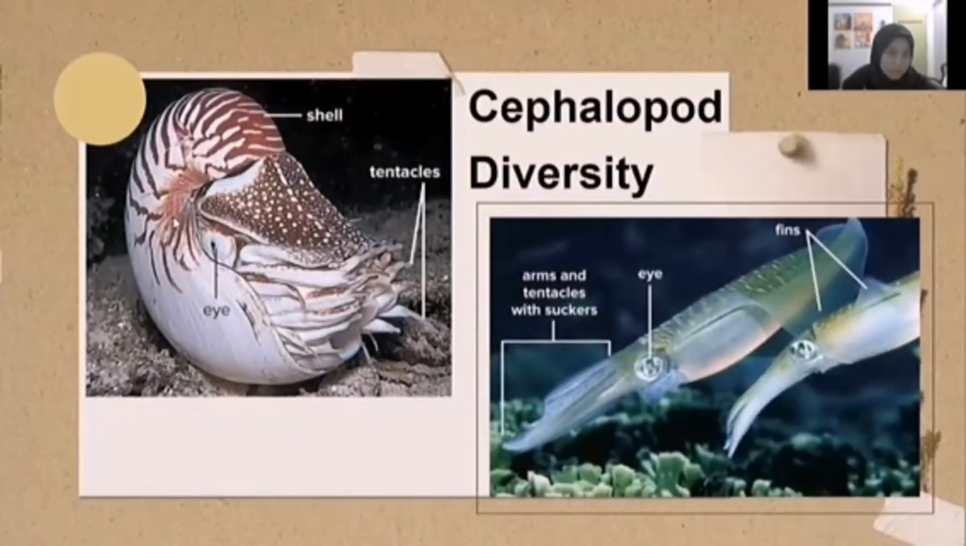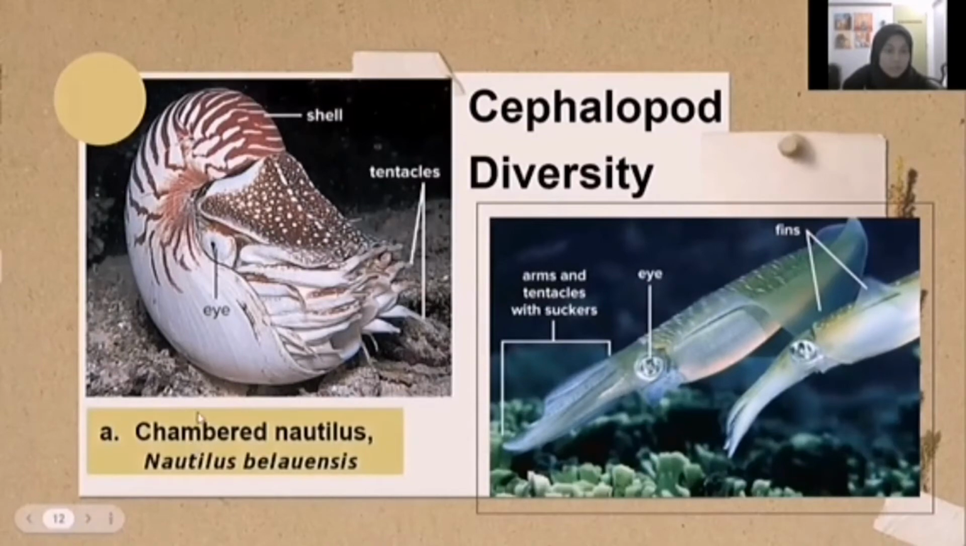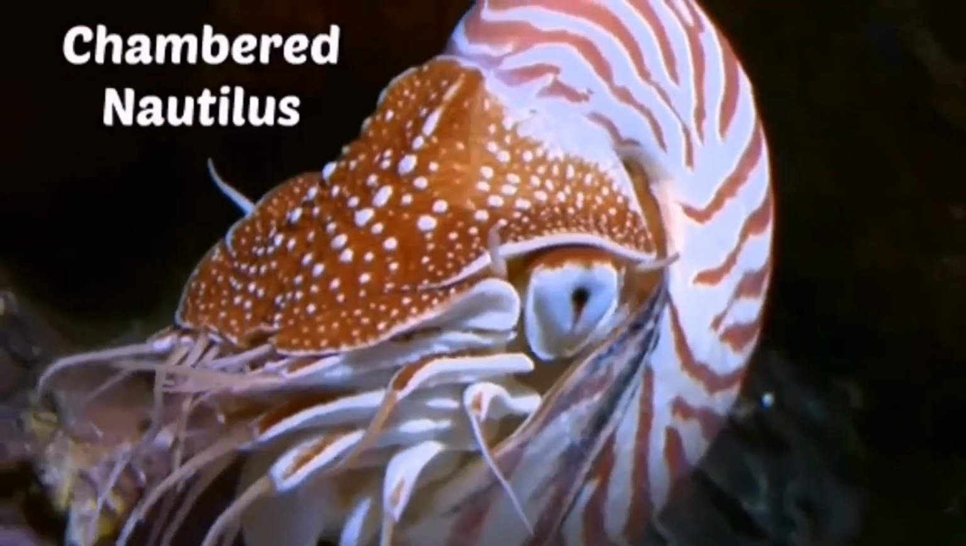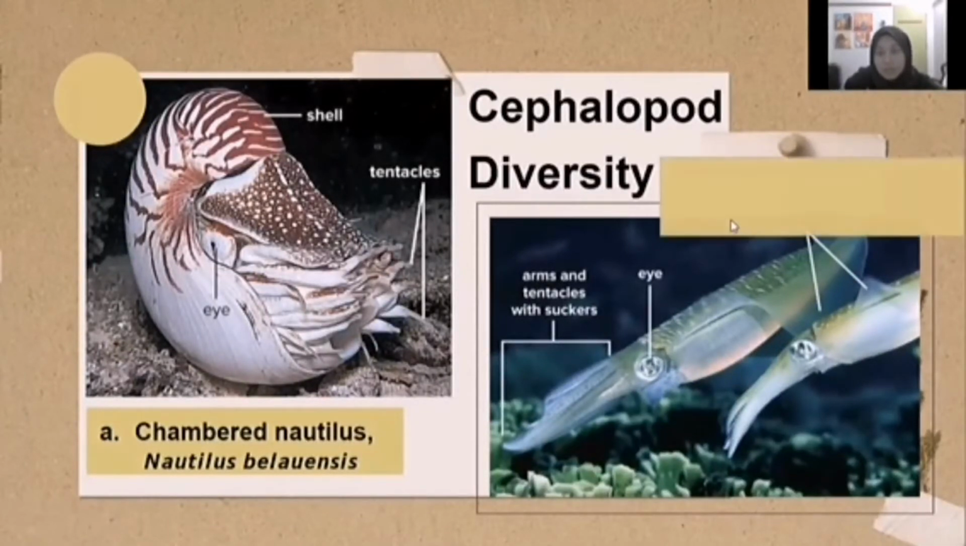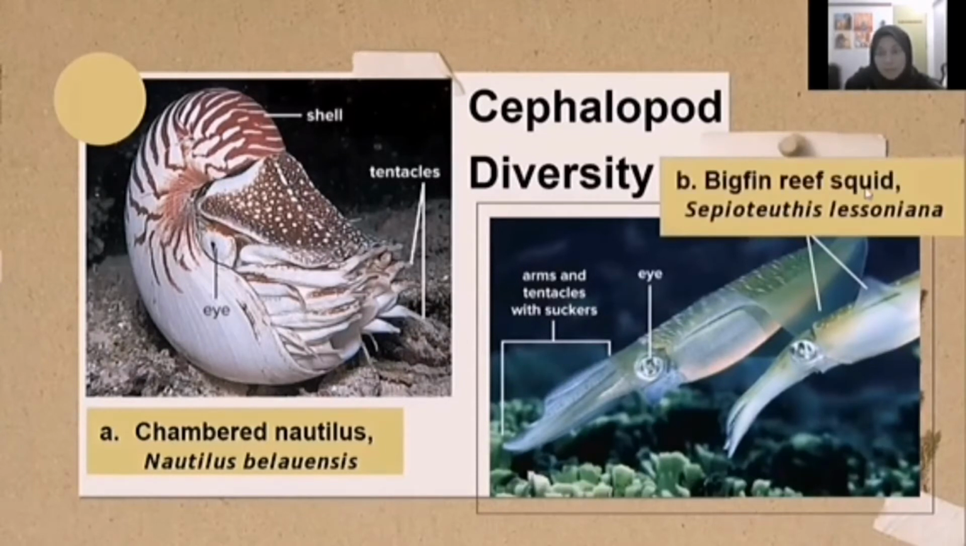Cephalopod diversity. This picture shows the chambered nautilus species. This outer part is the shell, and this is the tentacles. This is the bigfin reef squid species. This is the eye, and this is its arms and tentacles, which have suckers.